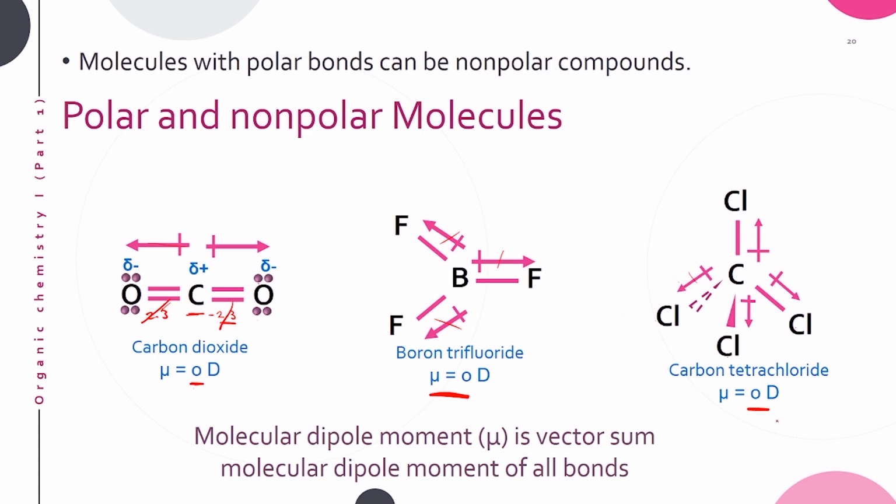You can see that the three compounds contain polar bonds: carbon-oxygen bonds, boron-fluorine bonds, and carbon-chlorine bonds. But the net dipole, the molecular dipole of each molecule, is equal to 0. This is how compounds containing polar bonds end up being non-polar compounds.